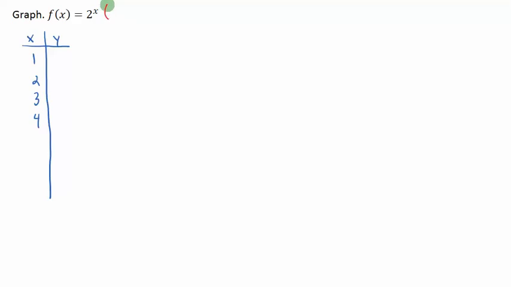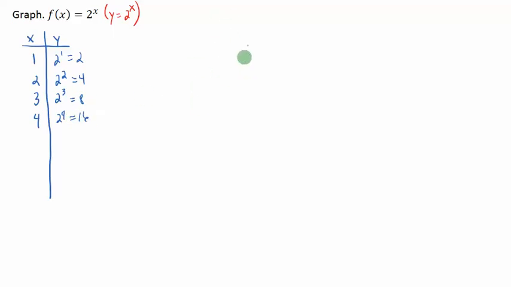According to this equation, y is 2 to the x power, right? F of x is the same thing as y. So over here, y would be 2 to the first power, 2 to the second power, 2 to the third power, 2 to the fourth power, because these are your x values. So this would be 2, this would be 4, this would be 8, this will be 16.